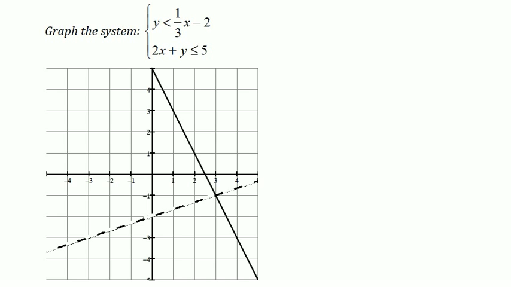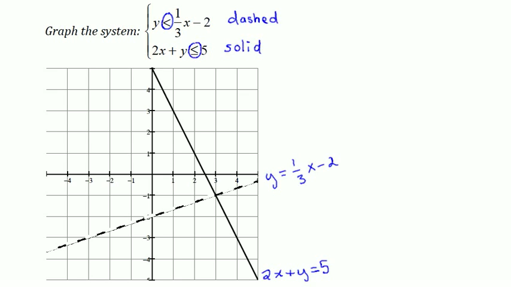For the first one, the graphs are already drawn for us, so let's label these. This solid one is 2x plus y equals 5, and the dashed one is y equals 1/3 x minus 2. Remember that when we have a strict inequality, that line should be dashed, and when we have an inclusive inequality like this one, that line should be solid. We learned this when we learned to solve single inequalities in two variables.